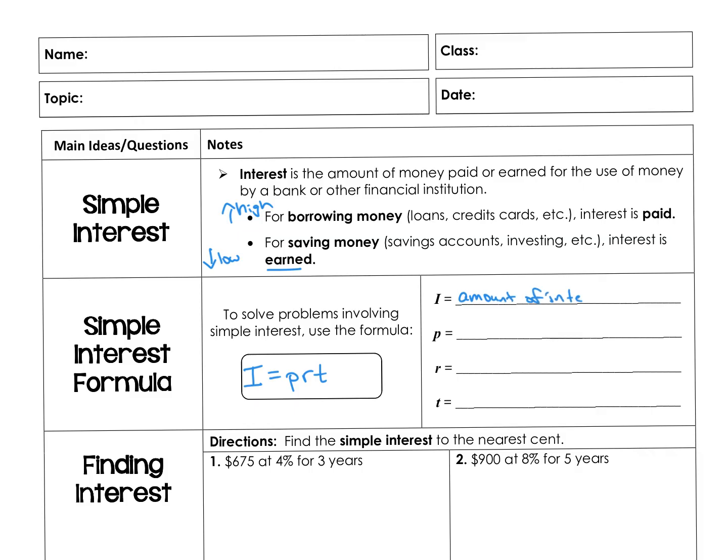This can be both interest earned or interest that you're going to end up having to pay. P is what's called your principal investment.